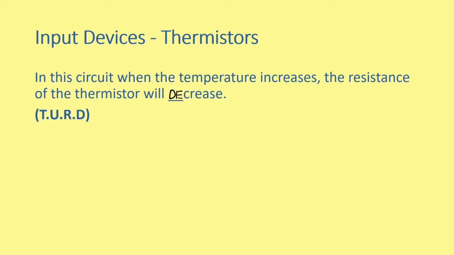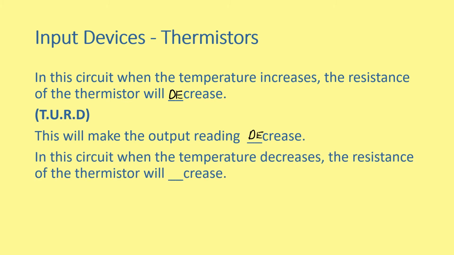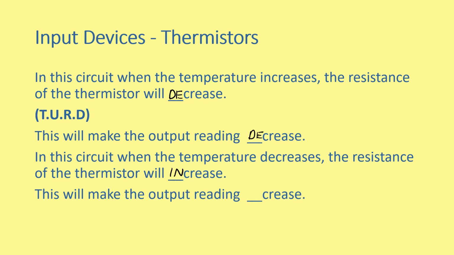Temperature up, resistance down. This will make the output reading, well, it's a voltage divider, so the larger the resistance, the bigger the voltage is going to be. So that's going to make this decrease. In this circuit, when the temperature decreases, the resistance of the thermistor will then increase. Temperature up, resistance down. Temperature down, resistance up. That will make the output reading also increase.